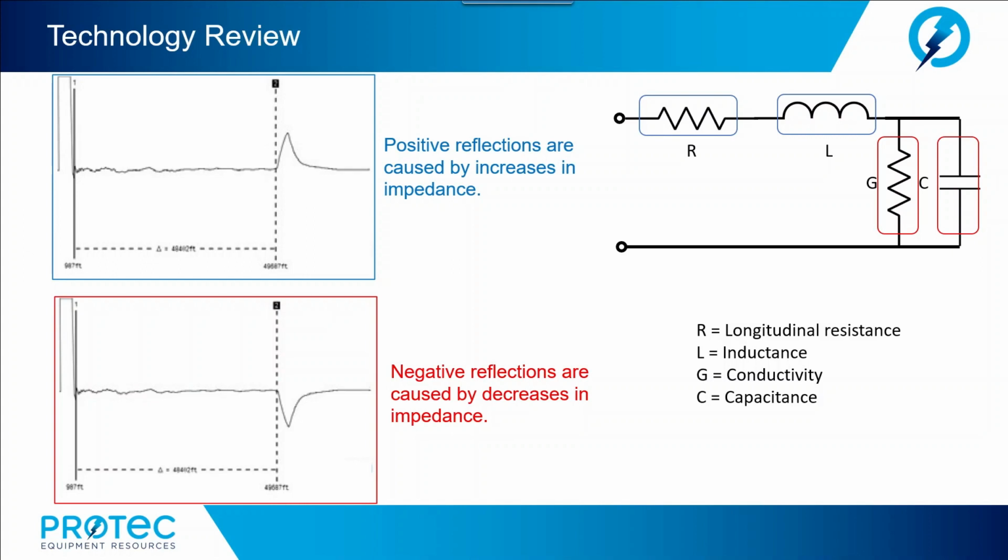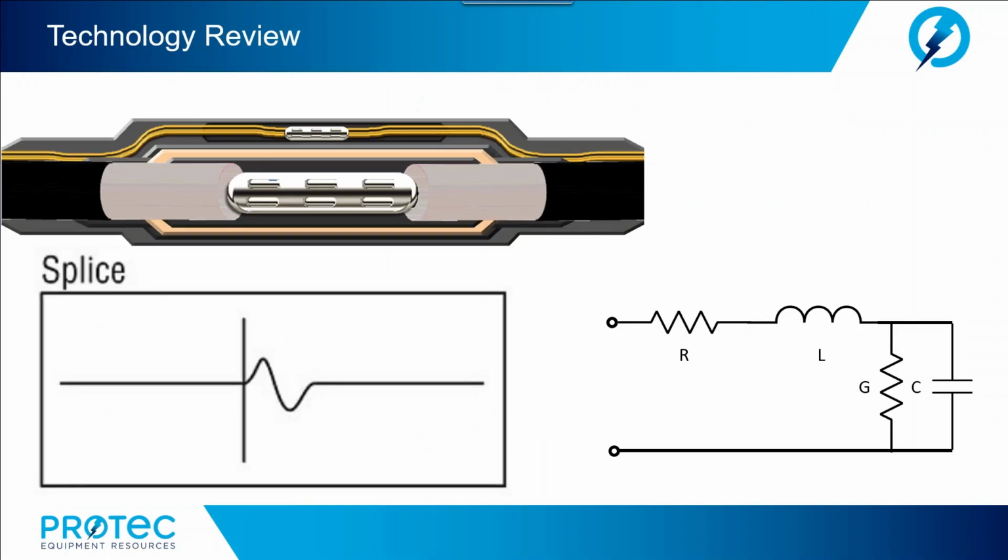The reflections are translated by the time domain reflectometer into traces, which can be interpreted to indicate certain events, such as open circuits, short circuits, splices, etc., in the cable circuit. All traces follow the two basic rules of impedance changes. Now, here we see an example of a splice.